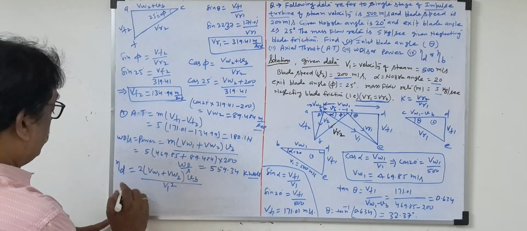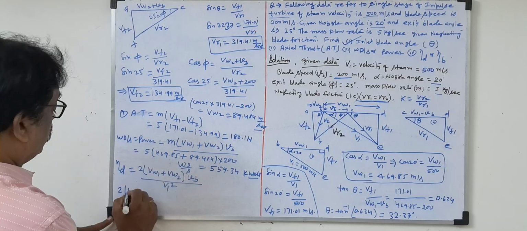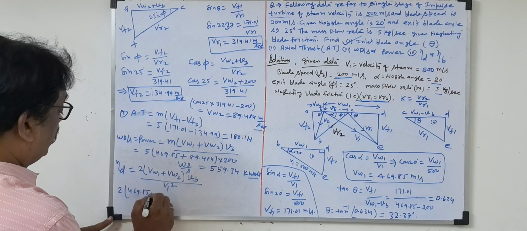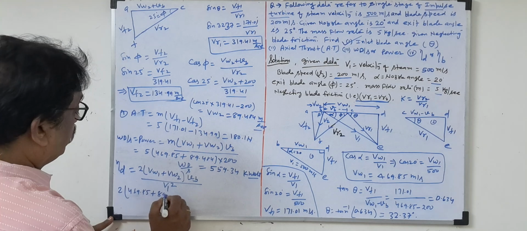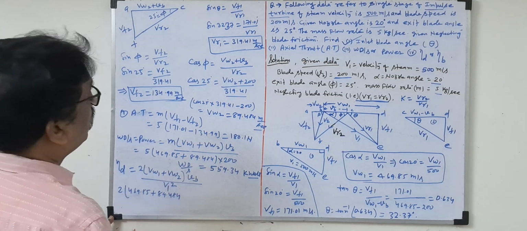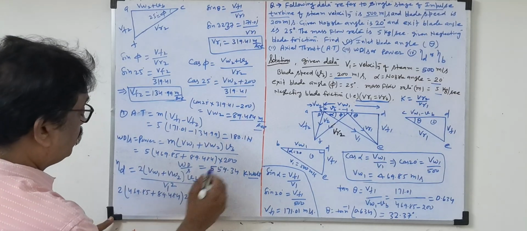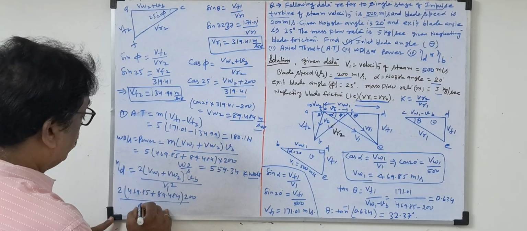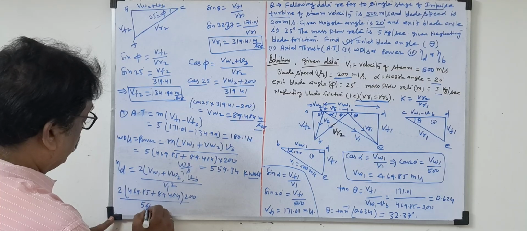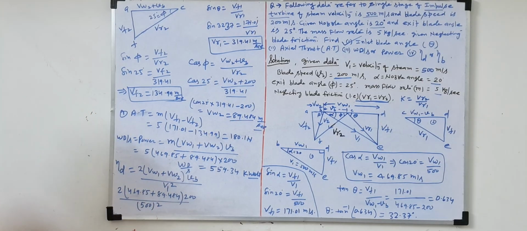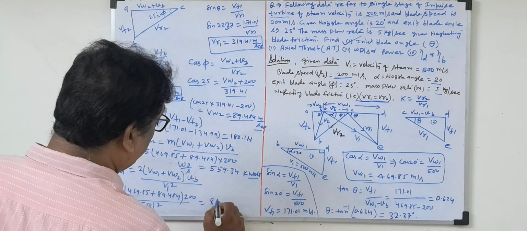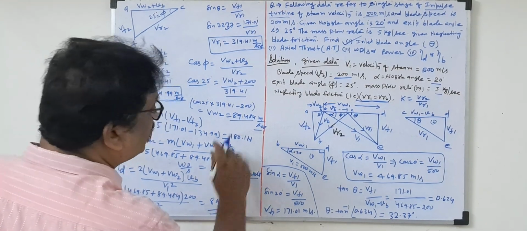What we'll get here? 2 into Vw1, same thing, 469.85 plus 89.484 into 200 blade velocity, divided by V1, 500 whole square, the steam velocity 500 whole square. If we calculate this, it will come to 89.5%. So this way we can calculate.